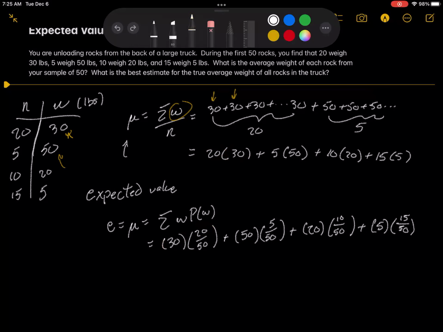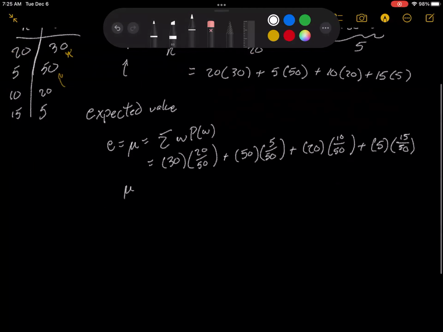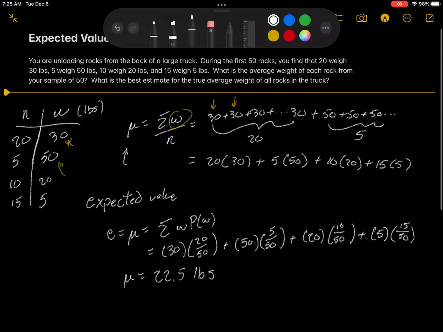So once we do this, we find an expected value or an average weight of 22.5 pounds. So from our sample of 50, the average rock weighs 22.5 pounds. Now, what is the best estimate for the true average weight of all rocks in the truck? Well, that's given to us by the central limit theorem, right?